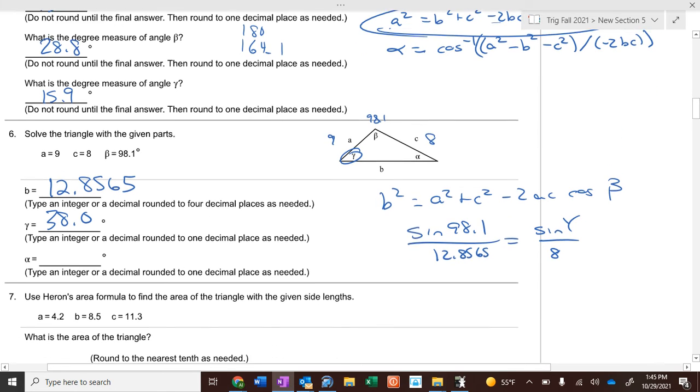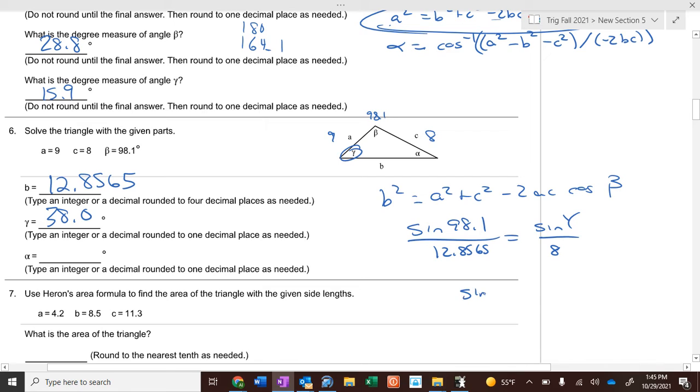Do the same thing to find alpha. Well, I guess alpha you know, because if this is 38 and this is 98.1, it would be 136.1. If you subtract from 180, you get 43.9. Okay.